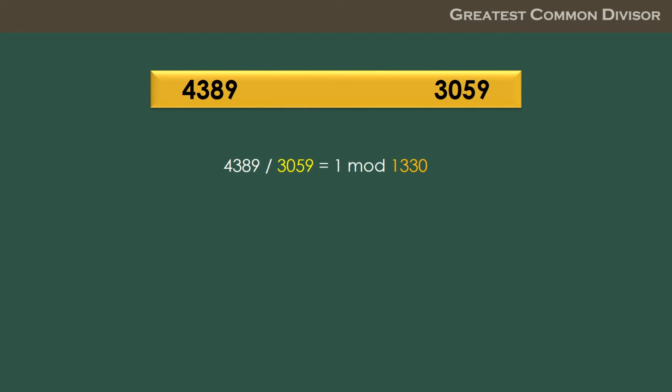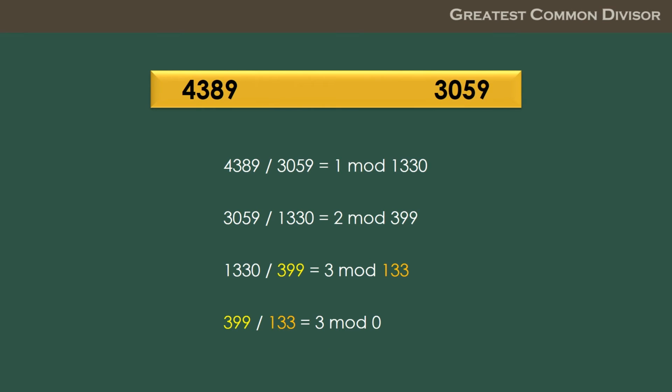Then you take the smaller of the two numbers that you just divided and the remainder, and you divide one by the other, and now you get another remainder, in this case 399. So now we take 1330 and divide it by 399, and we're going to get 3 mod 133. And now we take 399, divide it by 133, and look at that. The answer is 3 mod 0.